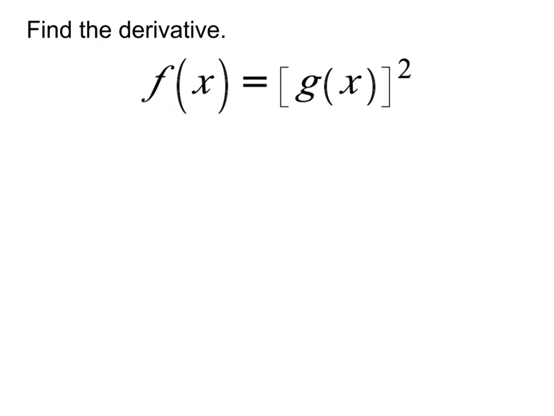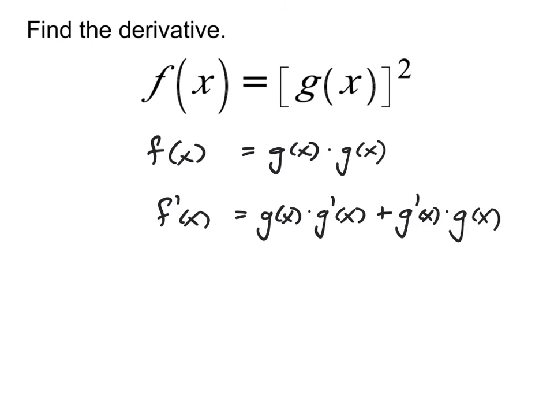Then I could just take any function that g of x is and plug it in, right? So let's find the derivative of this function. And to generalize it, remember I can turn that g of x squared into g of x times g of x. And now that I'm there, I can use the product rule. And so we use our product rule there.